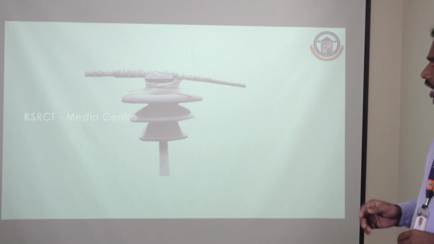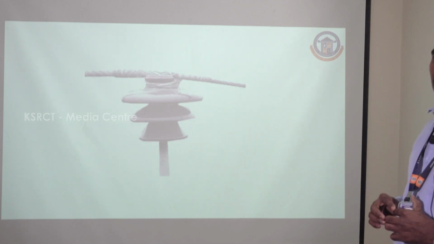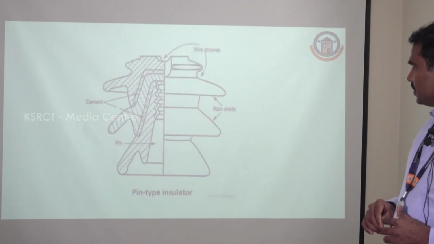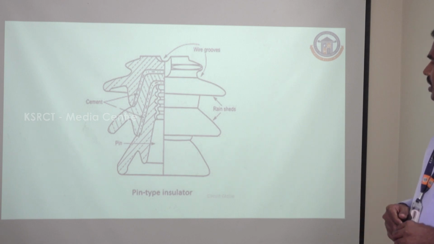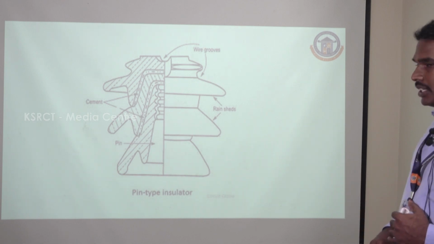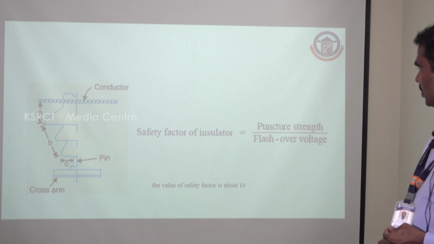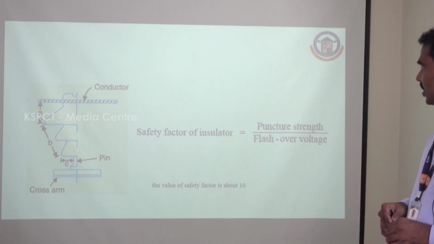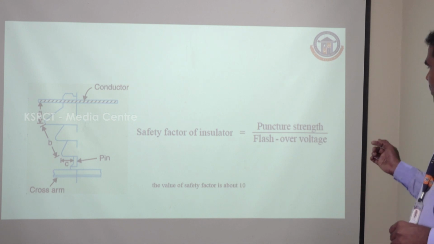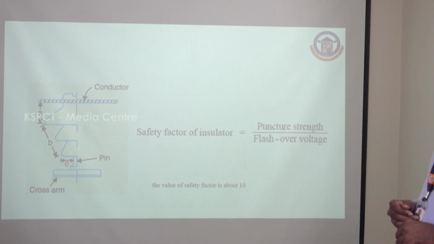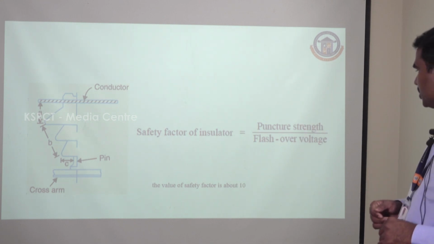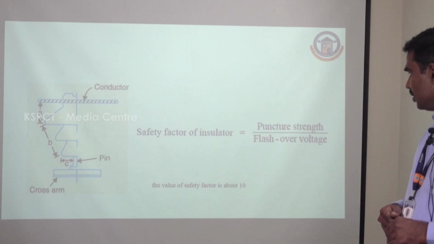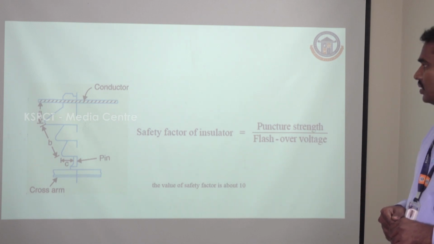This pin type we normally see in our distribution system. So this is another structure for pin type, the same thing. The safety factor, as we previously discussed, is nothing but puncture strength to flashover voltage. The safety factor is normally about 10, so then only we can utilize it for the insulator.